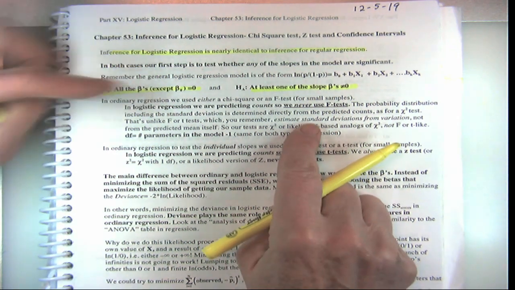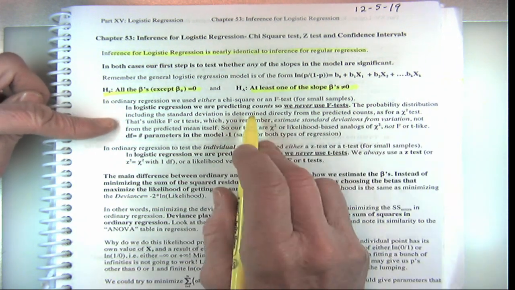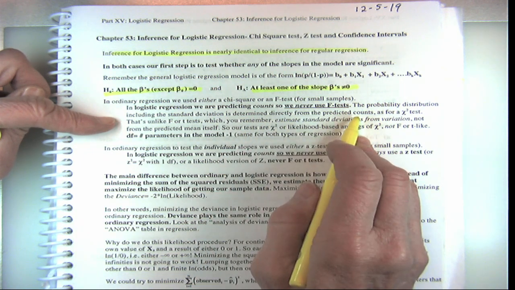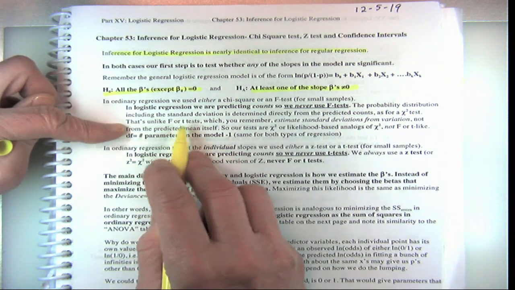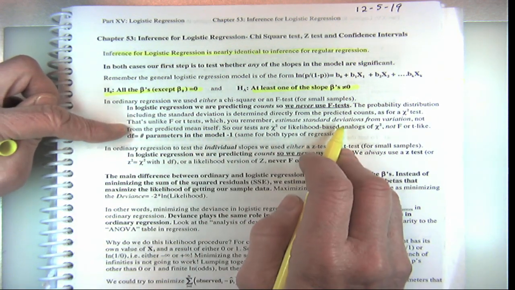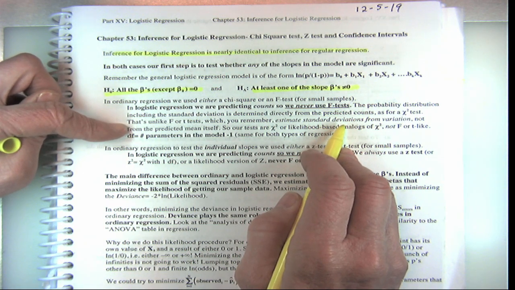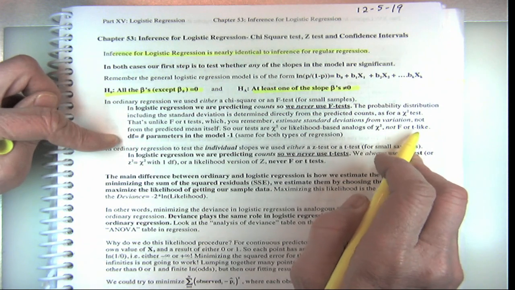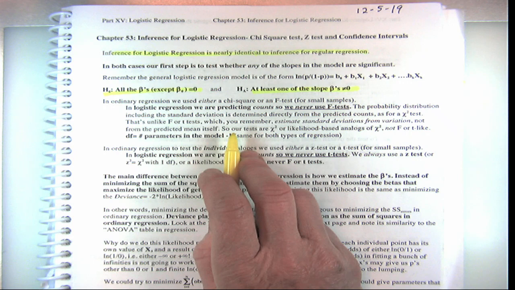So the probability distribution, including the standard deviation, is determined directly from the predicted counts. That's how it is for a chi-square test. That's unlike f or t tests, which, remember, estimate those standard deviations. That's why we have those degrees of freedom based on the sample size minus how many parameters. That's all because we're estimating standard deviations from the variation in our sample and not from the predicted mean itself. The predicted mean tells you nothing.